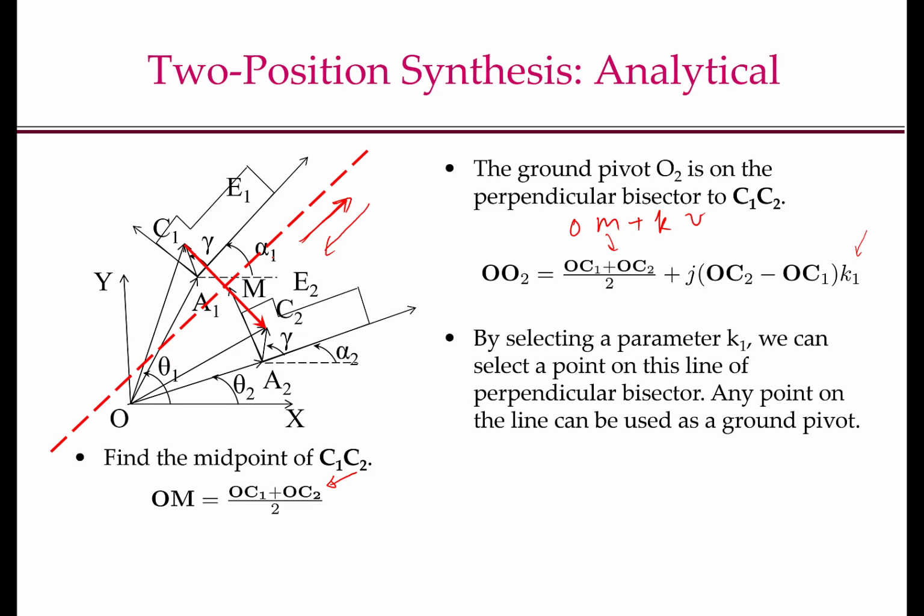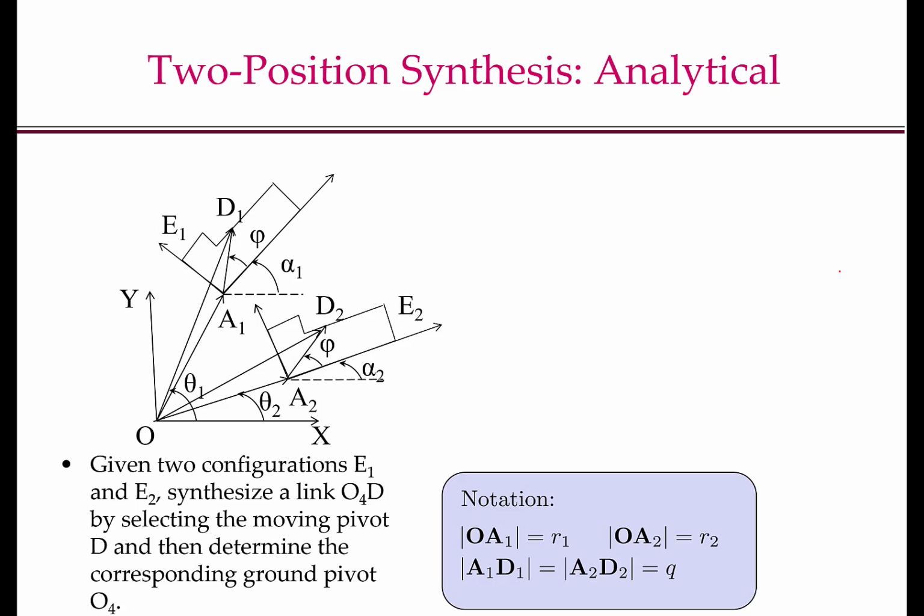Any point on this line can theoretically be used as a ground pivot. However, after we construct our mechanism, we have to check for Grashof criteria and transmission angles, and whether it is possible to continuously move between E1 and E2. So although any choice theoretically serves as a correct choice, in practice we will have to iterate to get the best possible choice. As I said before, to compute O4 corresponding to the other moving pivot D, the procedure is identical.